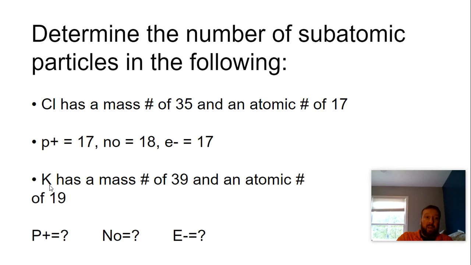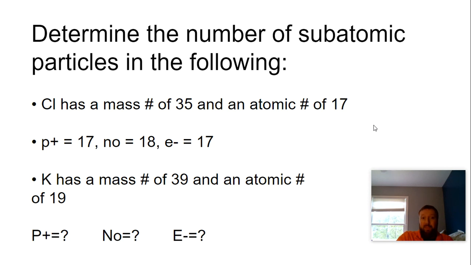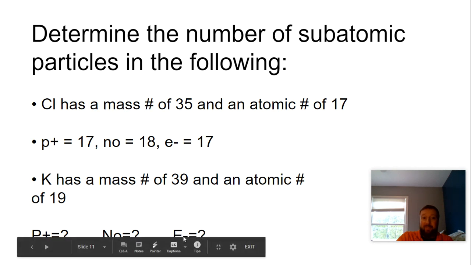If we were to do potassium in this case, its mass number is 39, but it has an atomic number of 19. Protons would then be the atomic number, so that's 19, which has then got to be the same as the electrons down there. And to find the neutrons, 39 minus 19 equals 20. So you'd have 19, 20, and then 19 over in the electrons.